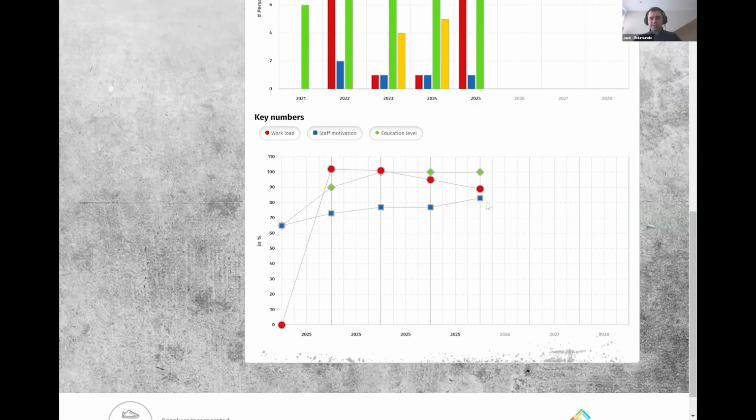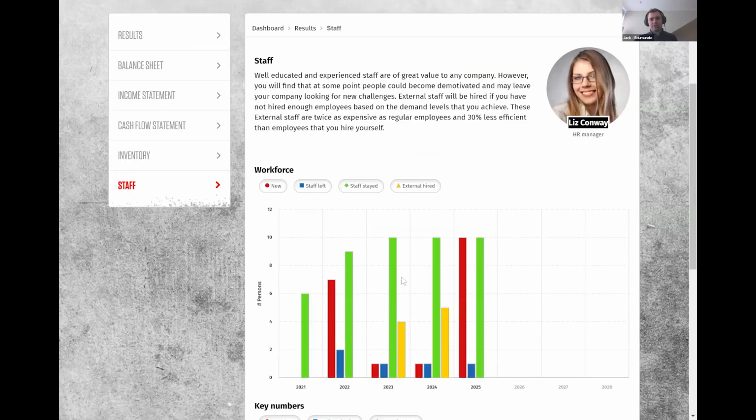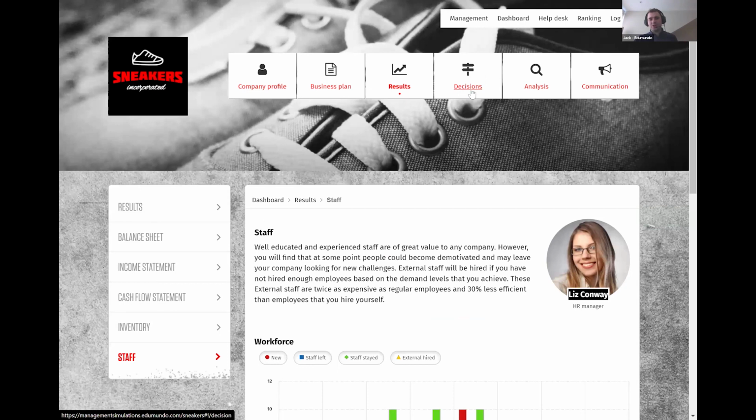And you can try and minimize that number by taking a look at some of the metrics just below, such as workload, motivation, and education levels, which are all impacted based upon the decisions that you make, but more specifically, your HR decisions.